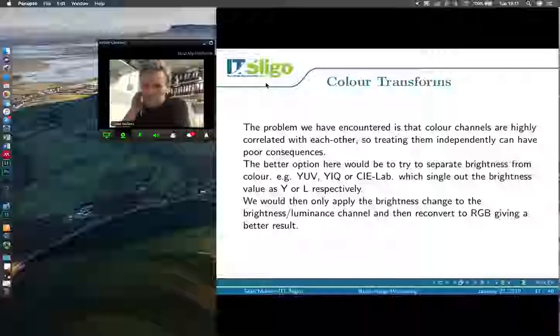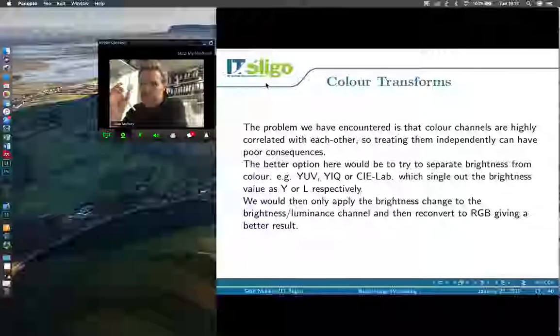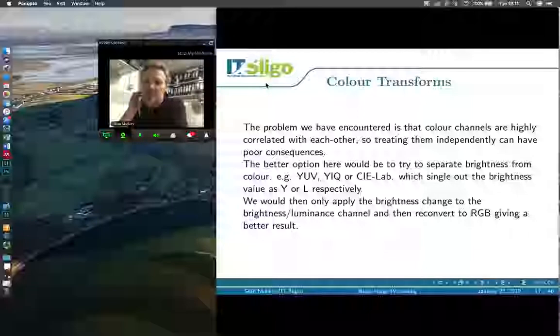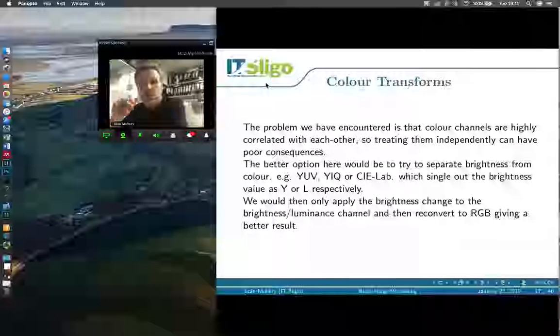Okay, so the problem here is that the colour channels are highly correlated with each other. In other words, they have a real dependence on each other. So treating them independently can have poor consequences. The better option here would be to try to separate brightness from colour. And there are other colour spaces other than RGB that we can put it into in order to separate those out. There are various names because various different researchers over the years have come up with these different ones, or different companies or standards associations and so on.